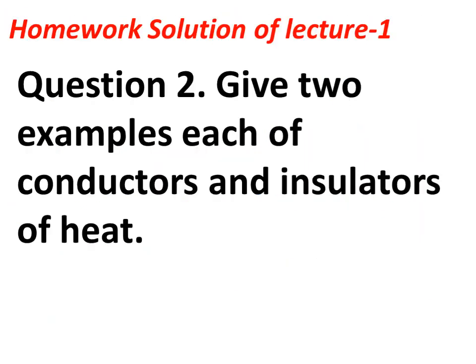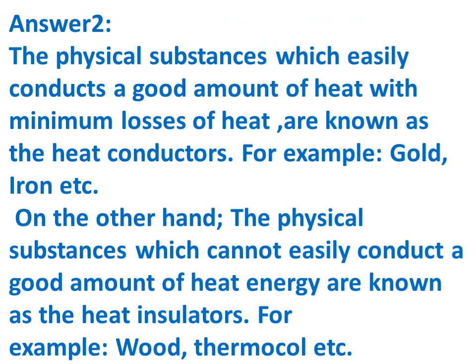Now we are going to discuss homework solutions of lecture 1. So we will start with question number 2, which I gave you yesterday: give 2 examples each of conductors and insulators of heat. The answer is, the physical substances which easily conduct a good amount of heat with minimum loss of heat are known as heat conductors, for example, gold, iron, etc. On the other hand, the physical substances which cannot easily conduct a good amount of heat energy are known as heat insulators, for example, wood, thermocol, plastic, etc.